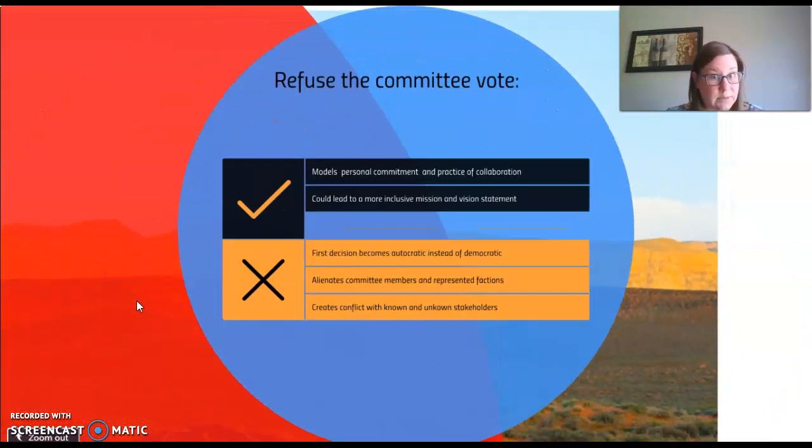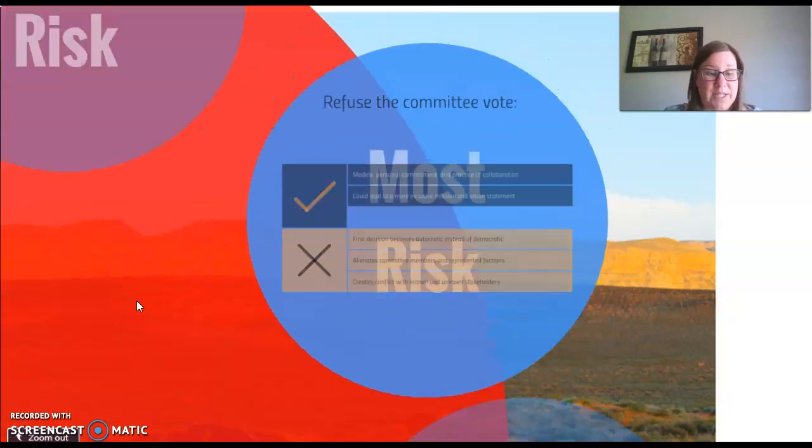She could refuse the committee vote, which models her personal commitment and practice of collaboration, and possibly that way could lead to a more inclusive mission and vision statement. But then she makes her first decision as an autocrat instead of a democrat. She alienates community members and represented factions, and she can create more conflict within the group.